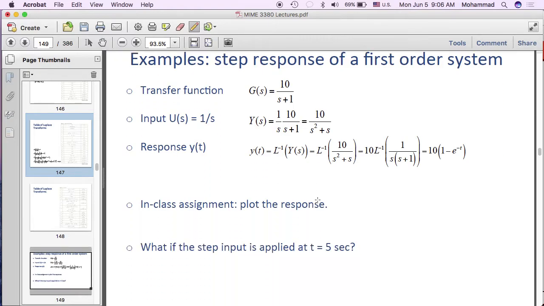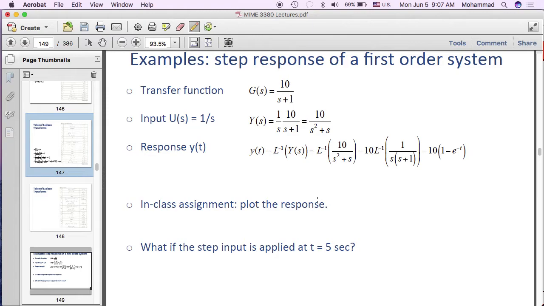The example is a first order transfer function, 10 over s plus 1. Now, before finding the response, what is going to be the steady state response of this to a unit step input? Unit steady state response, how do you find it? Final value theorem, which essentially says for a unit step, set s equal to 0.